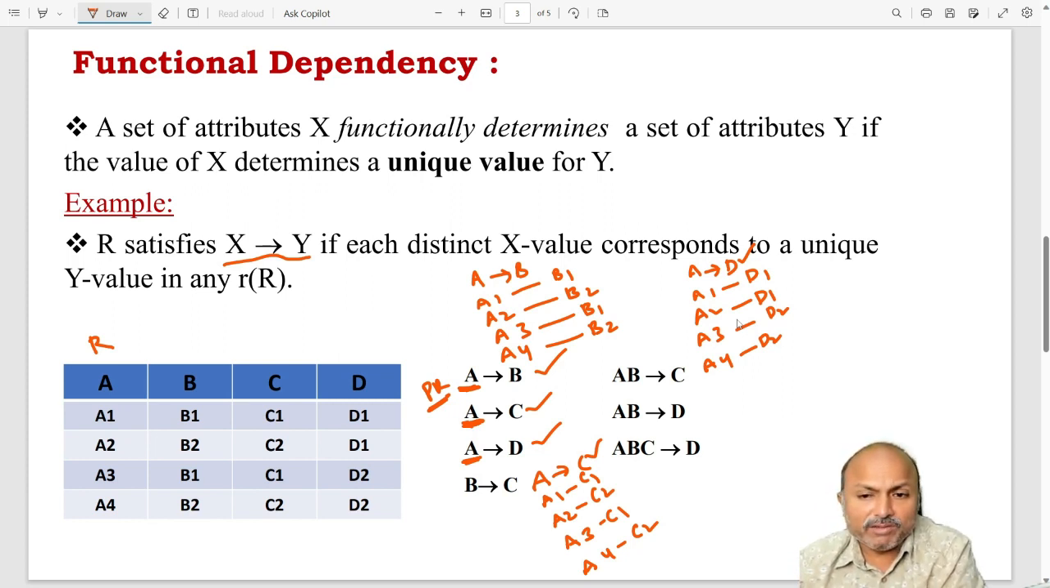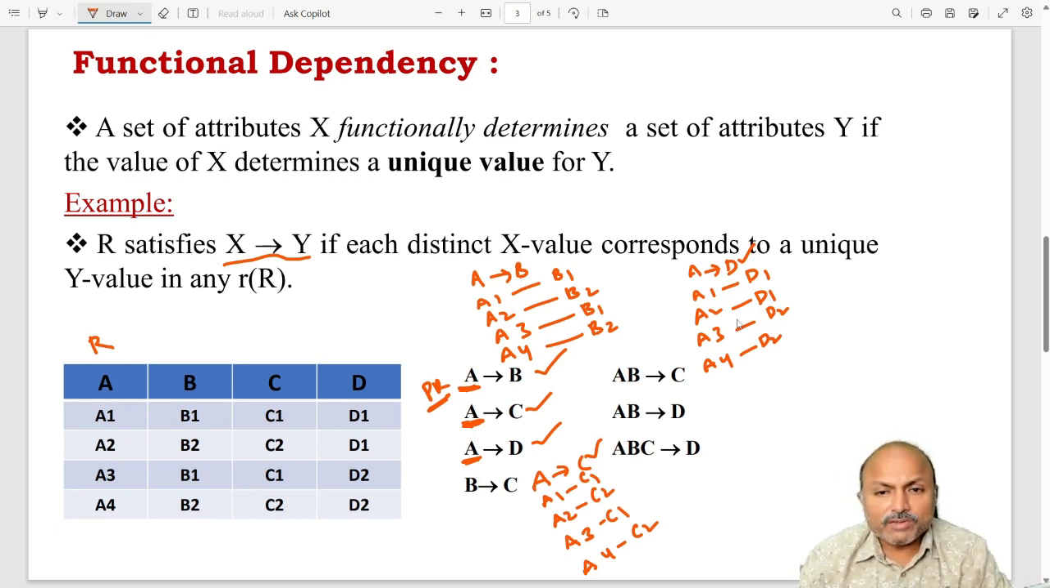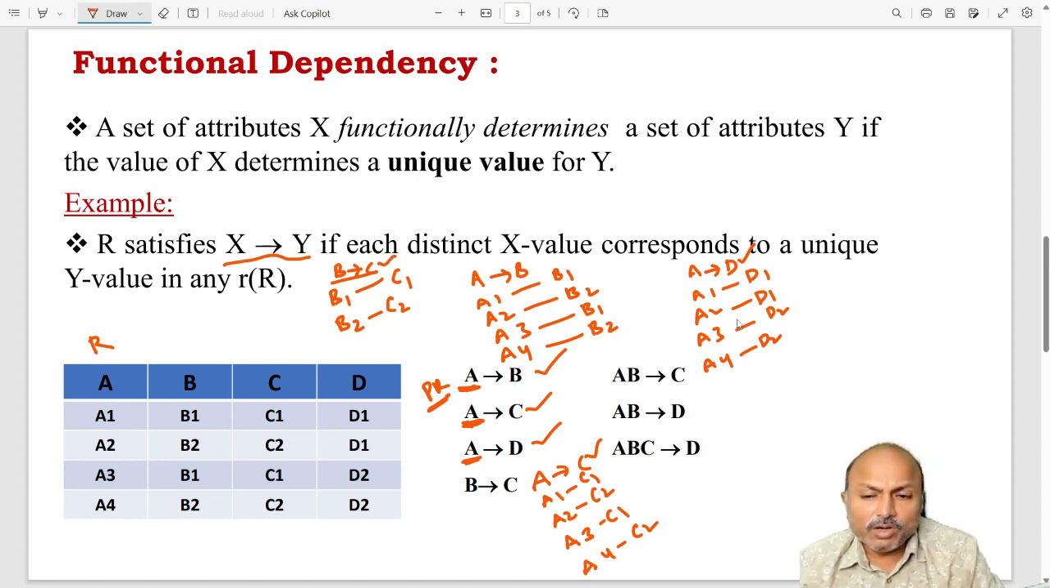B arrow C. B is not a primary key, for example, because there are repeated values. Now we will check B arrow C. Tell me the values. What about B1? How many values are there? B1 C1, B1 C1, that means only one value. Let us consider another one, B2 C2, B2 C2, so only one value C2. So B arrow C also holds functional dependency.